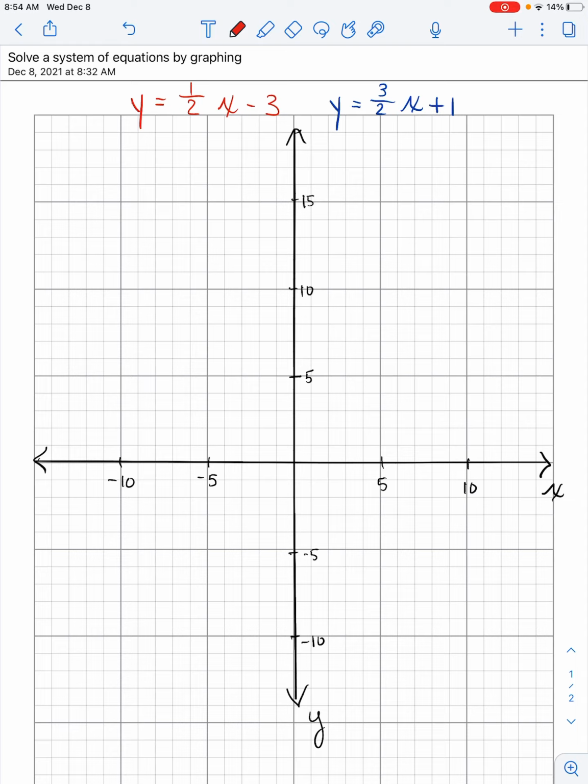So I'm going to place my point on the y-axis at -3. And since my slope is 1/2, what does that mean? It means the rise is 1, the run is 2. So I'm going to go up 1 and across 2. And just to be safe, I'm going to do that again. I'm going to go up 1, across 2, and put my point here. And now I'm going to connect my points to make my line. And that line is y equals 1/2 x minus 3.